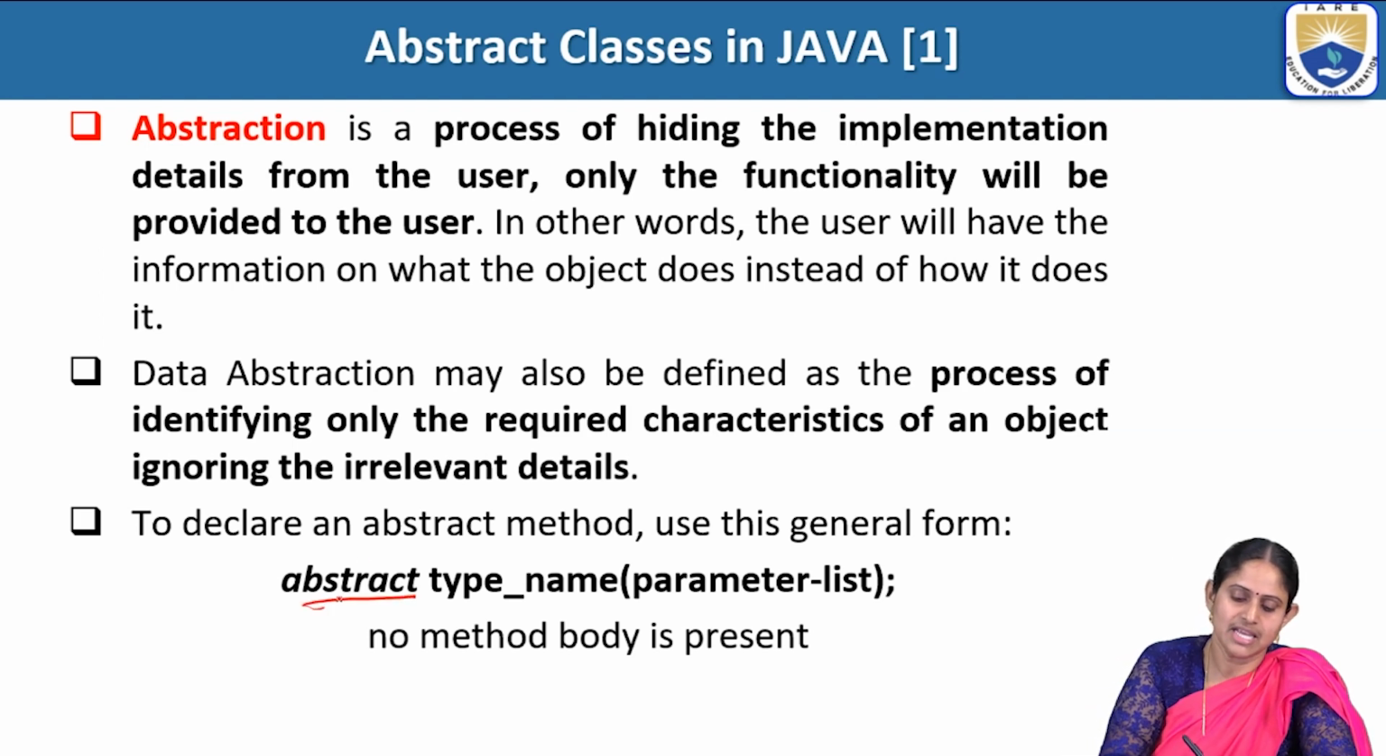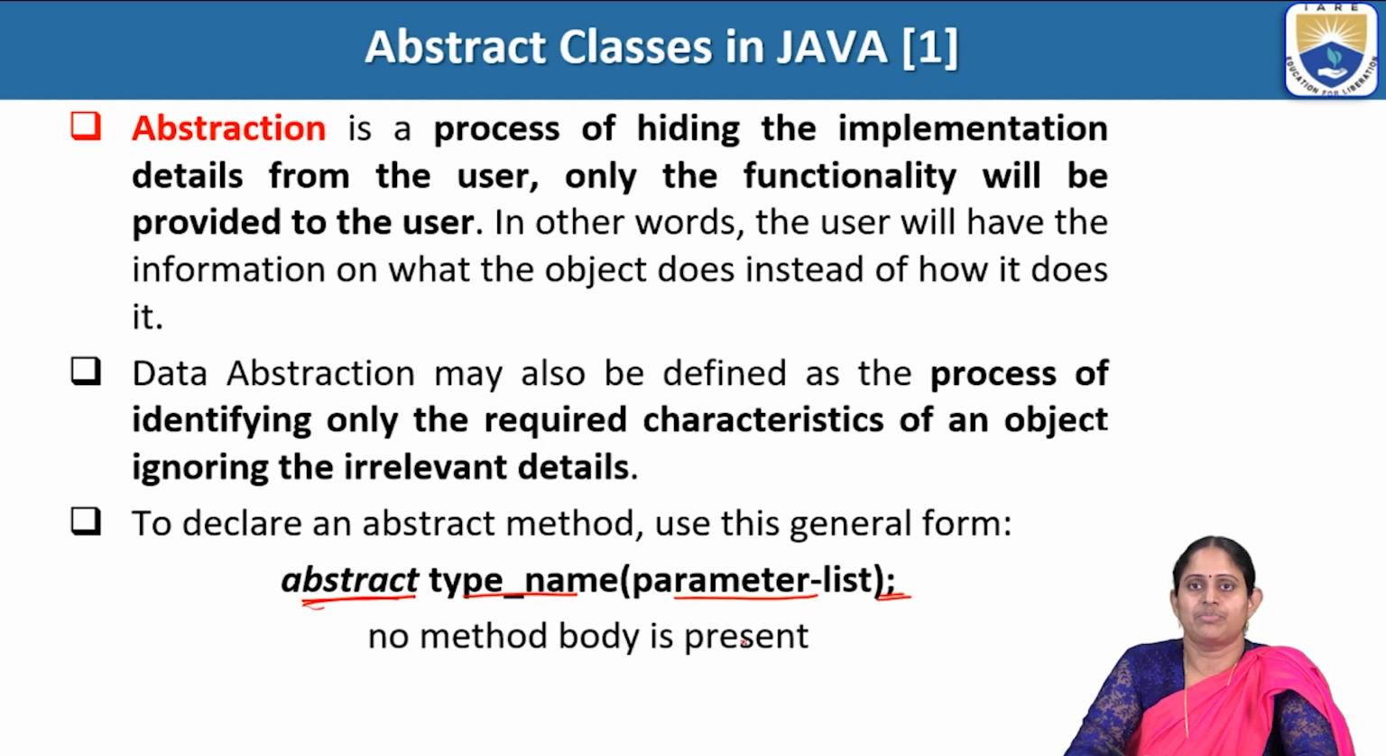To declare an abstract method, we make use of the abstract keyword. So the general form is the abstract keyword, the method name, the parameter list, followed by a semicolon. So here the abstract methods will not have any body. If we are using either abstract classes or interfaces, the class which inherits those classes or interfaces must provide the implementation detail for this particular method.